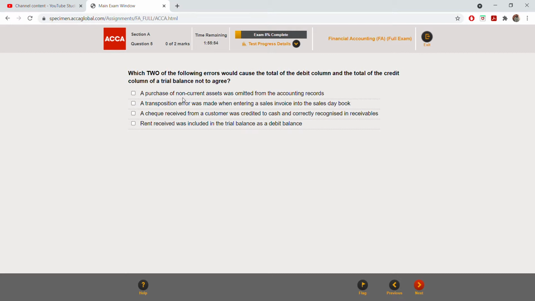Second, a transposition error was made when entering a sales invoice into the sales daybook. Do you think it will make the trial balance differ? Nope. Why?